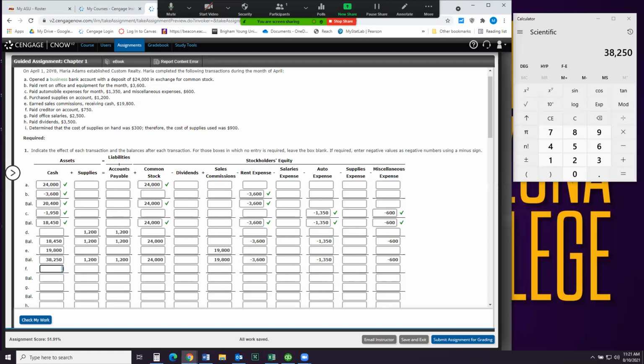Okay. So if I pay 750, my cash goes down by 750. My accounts payable is going to go down by 750. That's 750 less that I owe the creditor now. So 38,250 minus 750 is 37,500. 1,200 minus 750 is 450.